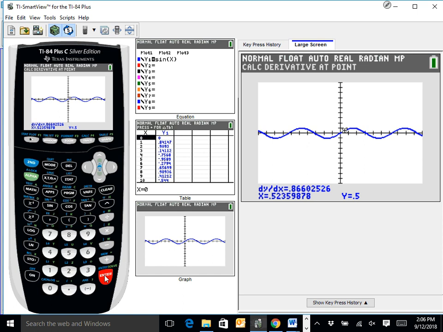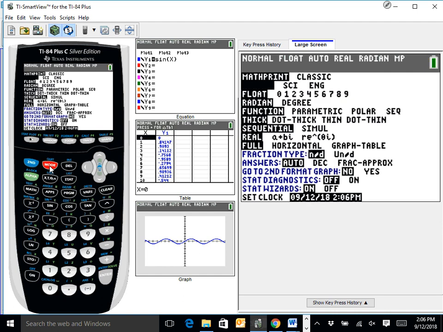0.86602526. By the way, if your sine graph doesn't look like mine, odds are your calculator is not in radians. Go ahead and change that. Remember, we changed that by hitting mode and going down and making sure radian is highlighted. Mine obviously already is.